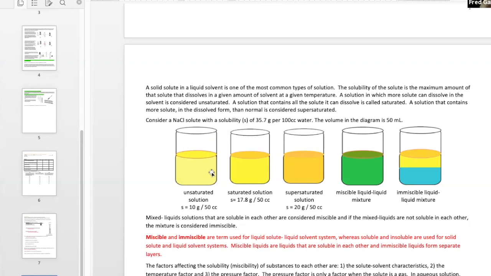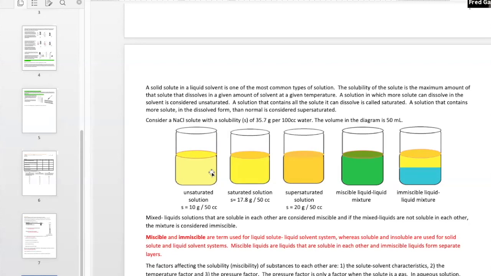Supersaturated means that the solution is holding more than its capacity. Then if you add a few crystals, all the salt above the saturation level will start precipitating out, okay? But know the difference between unsaturated, saturated, and supersaturated.